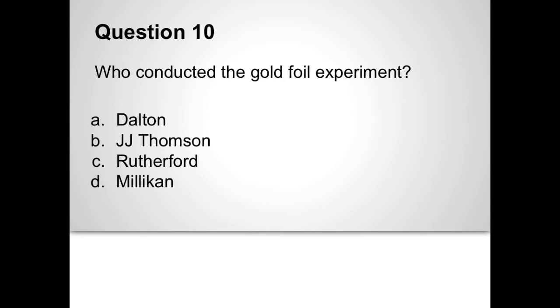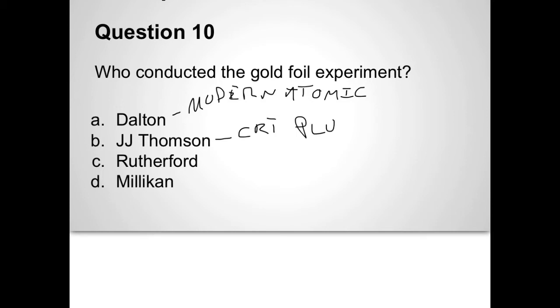Who conducted the gold foil experiment? Well, Dalton came up with the early version of what we would call modern atomic theory. J.J. Thomson, he did the cathode ray tube experiment and came up with the plum pudding model, so that wasn't him. Rutherford is actually the guy who did the gold foil experiment, and Millikan did the oil drop experiment.